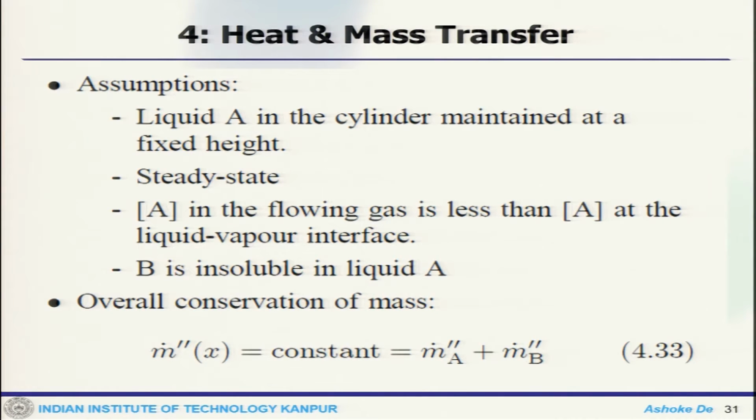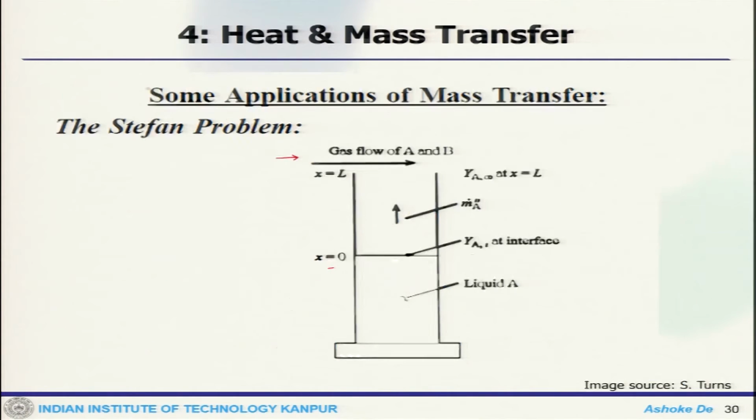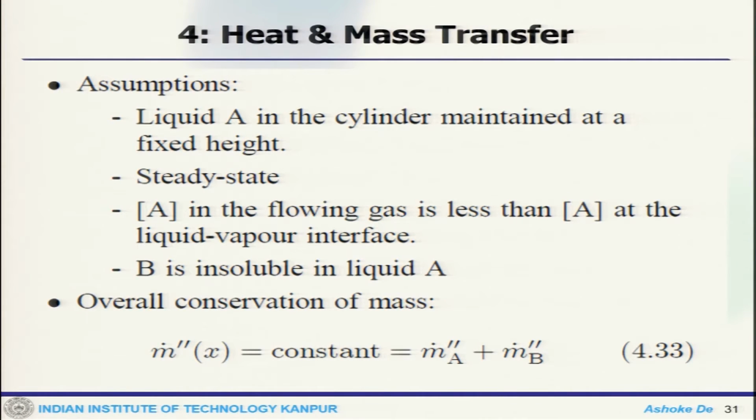Now, there are some assumptions which are associated with the Stefan problem. First one is that liquid A in the cylinder is maintained at a fixed height. So, that means this is the liquid, that is why this is the boundary condition, at that interface this will be y A. So, within that this is maintained at a fixed height. The whole thing is at steady state, which is very important, because once we assume steady state, then the equations with the ancillary term disappear.